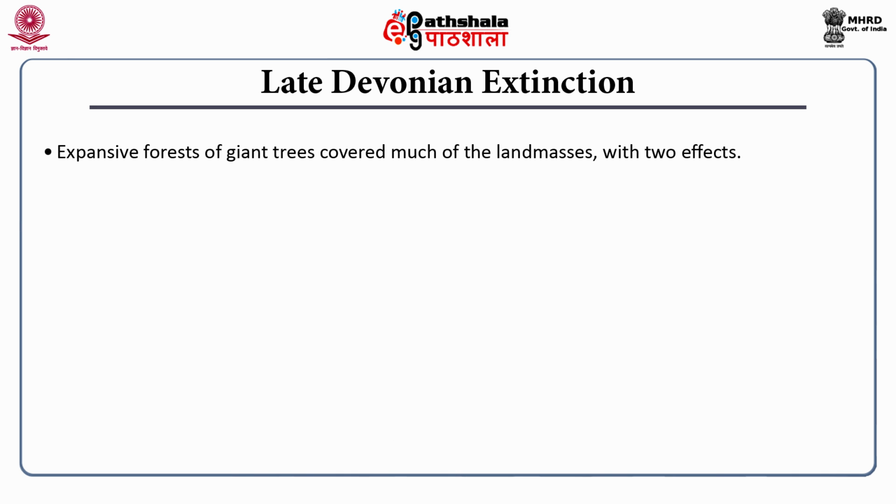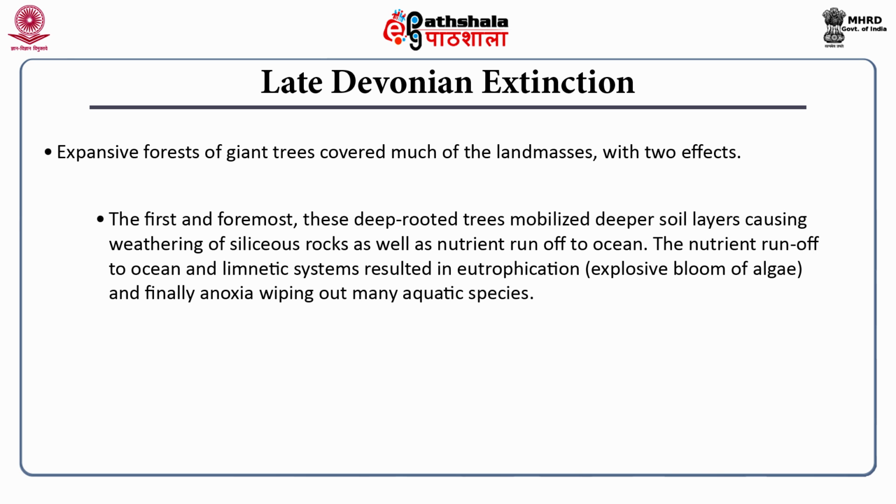So, expansive forests of giant trees covered much of the land masses during the Devonian period. What are the effects of this expansive forest covering the earth during the Devonian period? First and foremost, these deep rooted trees mobilized deeper soil layers, causing the weathering of the siliceous rocks as well as nutrient runoff to the ocean.